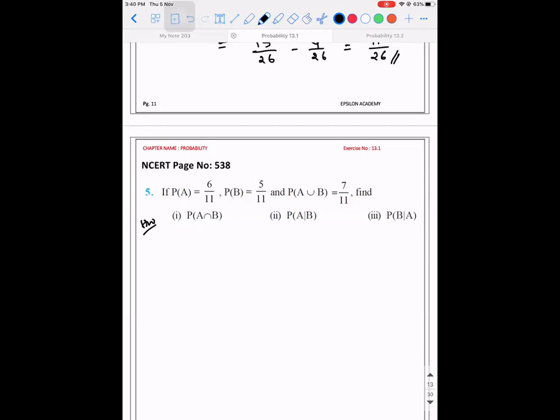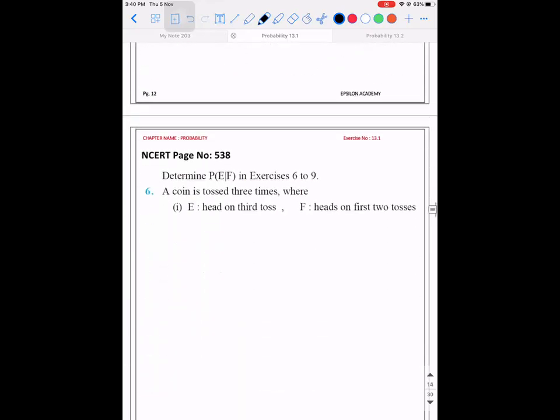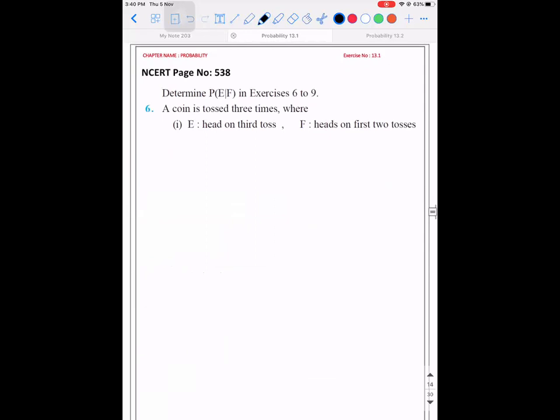So the fifth one, you can try it as homework. Let's do the sixth one onwards. A coin is tossed 3 times. Number of outputs. So what are the number of outputs, guys? 8. Since it is 2 power 3.